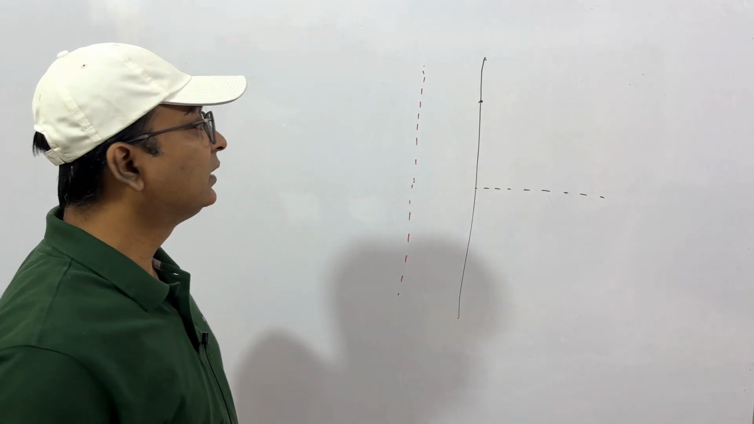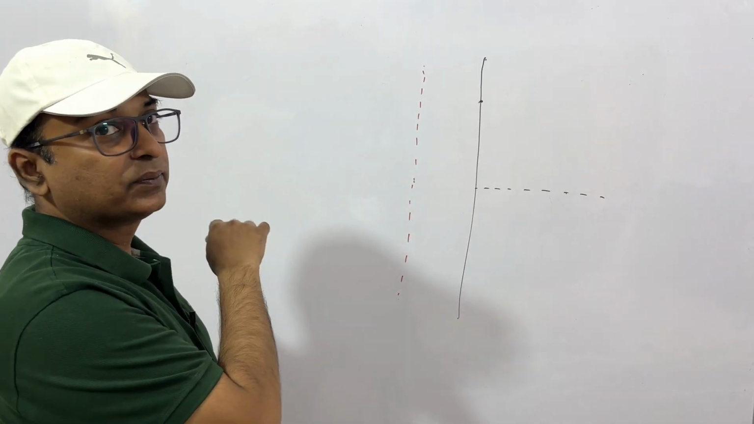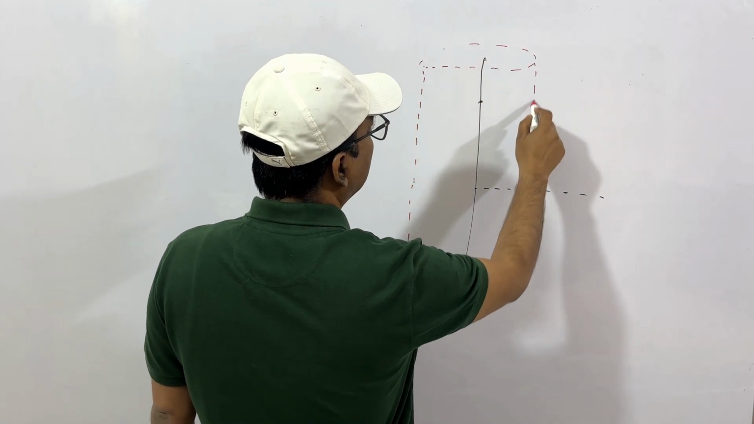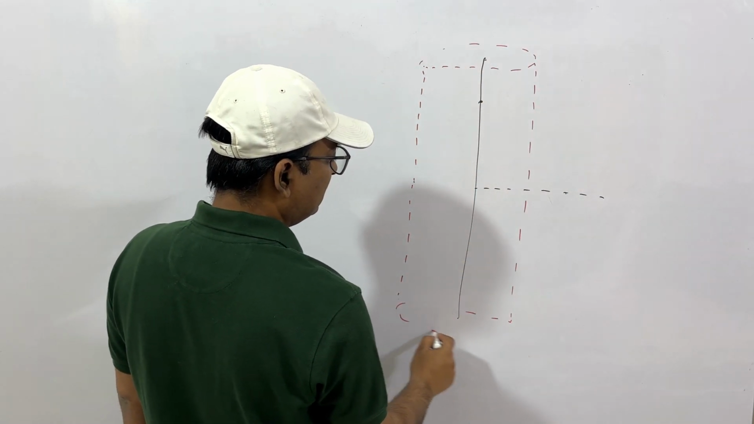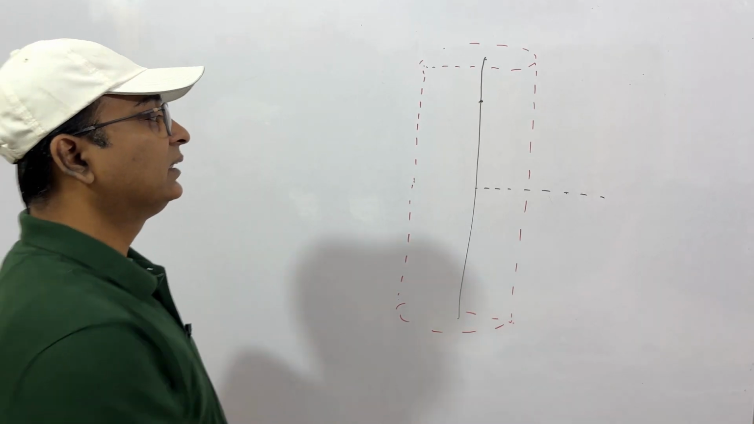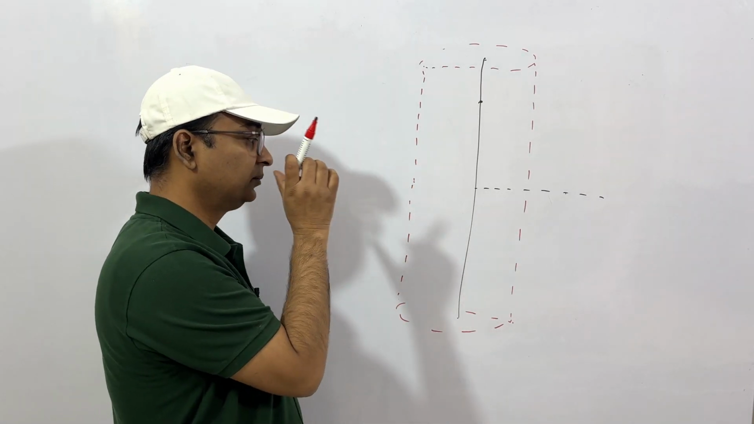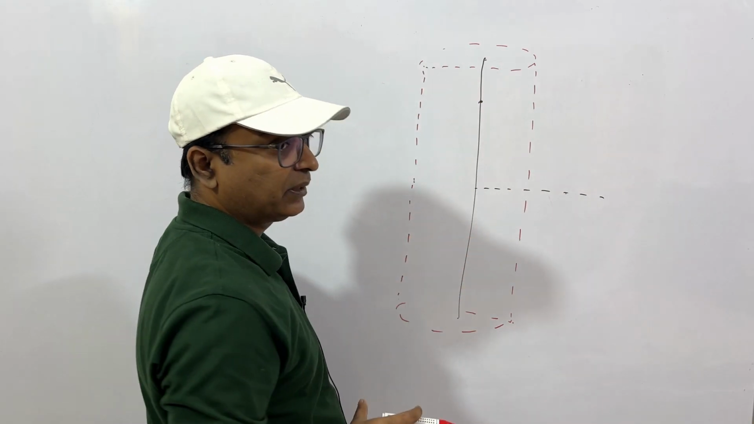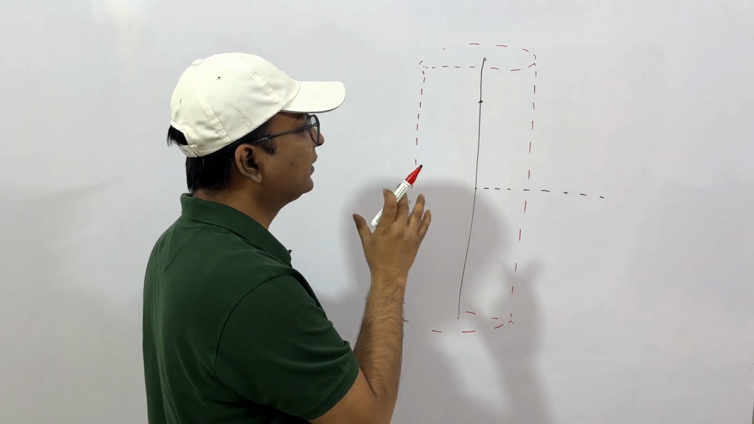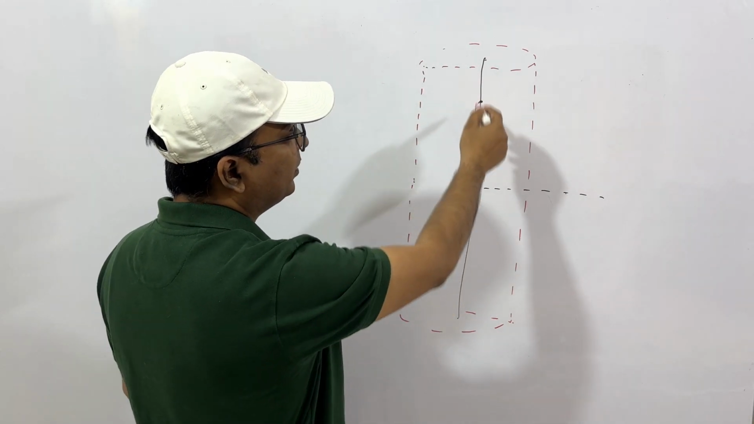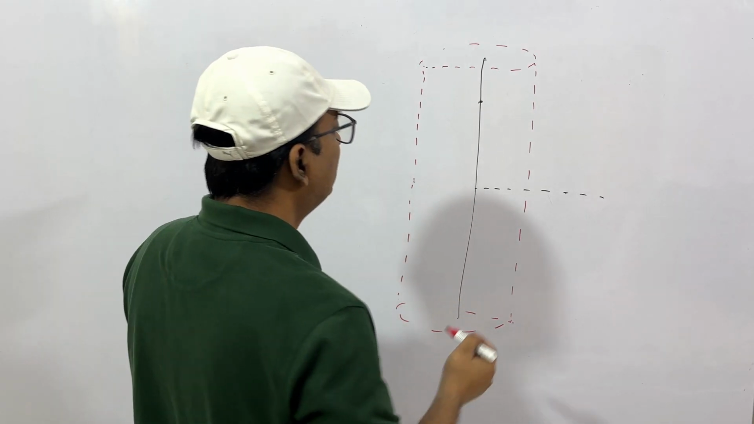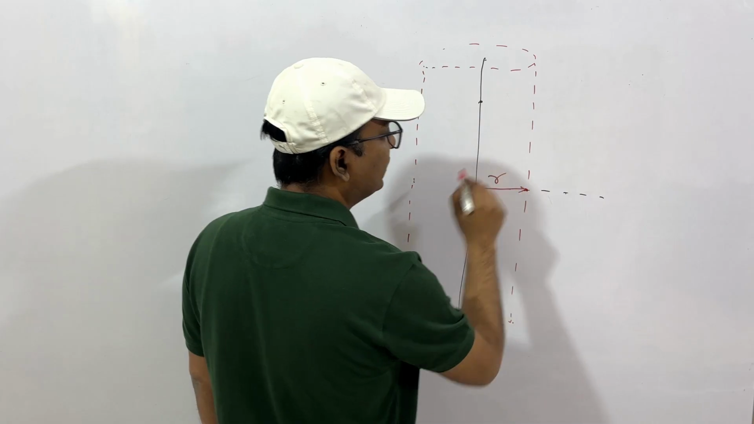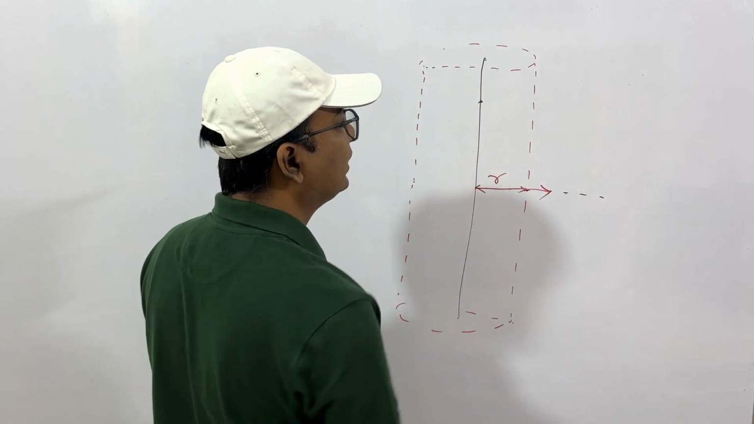What is a Gaussian surface? It is a closed surface. Let's say we have a cylinder inside which this long wire is situated. This is an imaginary shape, called a Gaussian surface, just to find out the electric field because of this wire. We have to find the electric field at this point, at distance r.